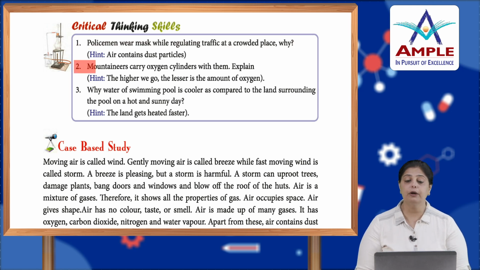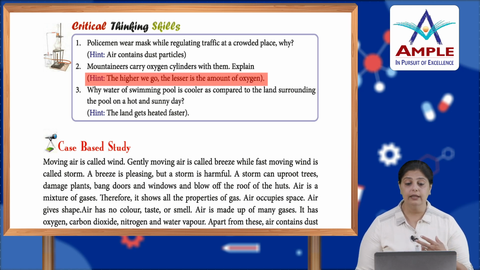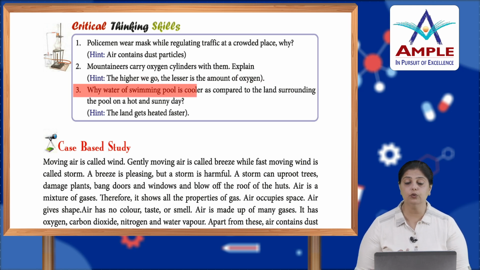Okay. Now, mountaineers carry oxygen cylinder with them. Explain. Okay, as we go higher up, the layer of the air starts getting thinner, and there is less oxygen. That is the reason why they carry oxygen cylinder with them. Why water of swimming pool is cooler as compared to the land surrounding the pool on a hot and sunny day? That's because the land gets heated faster.